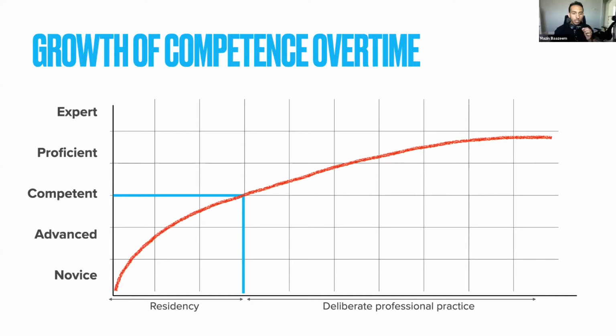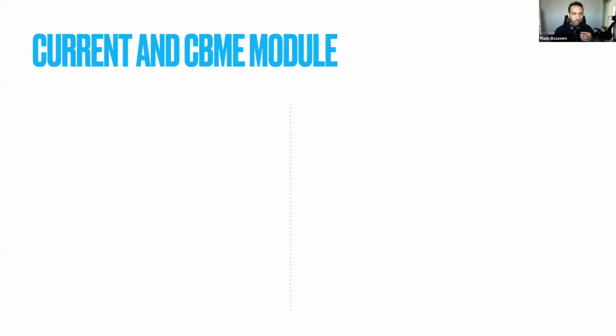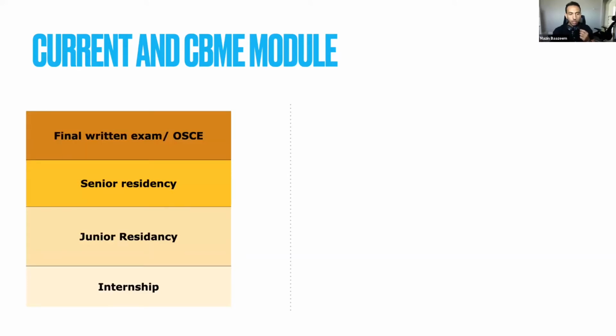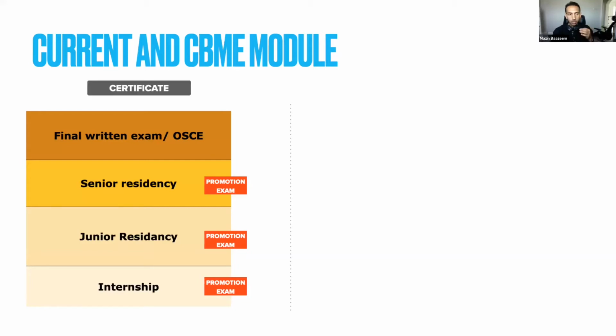So I just want to give you this next slide. I'm just going to go through it quickly. Basically, comparing the current system that we're using and the system that we hope to use in the future. Basically, an intern will come, finish their junior residency program and then senior residency, and then they will have their final written exam. They will have the promotion exams after each year, and also the in-training evaluation after each rotation, and then at the end they will get their certificate if they pass.